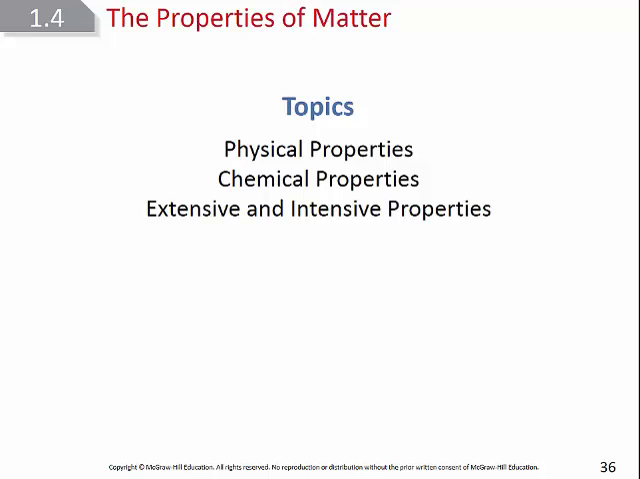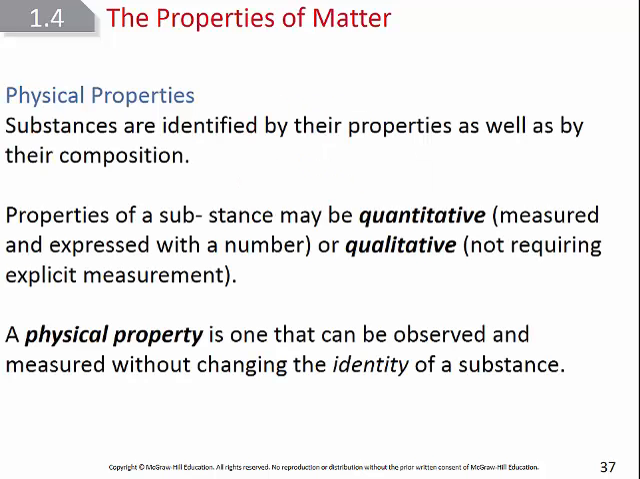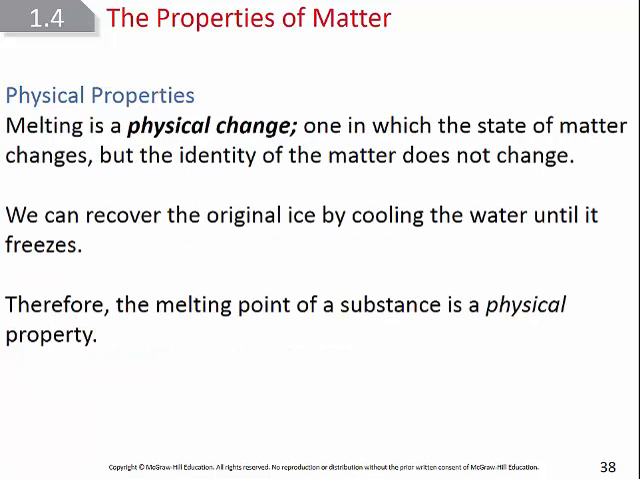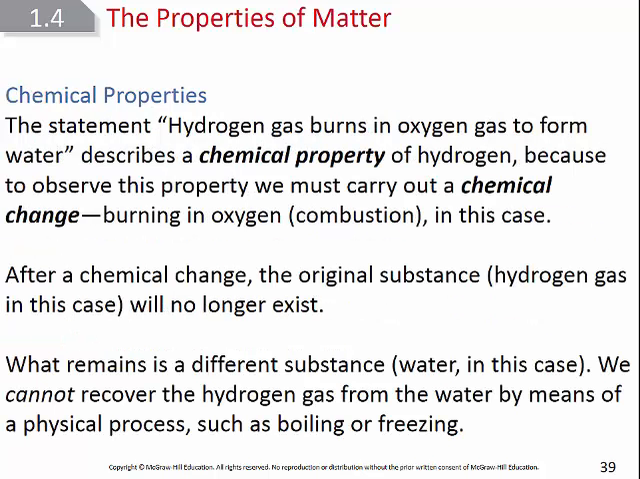Moving on to section 4. Section 4 doesn't have any math. This is physical properties, chemical properties, and intensive and extensive properties. Now, you are probably already familiar with the terms quantitative and qualitative, quantitative meaning dealing with numbers, but physical and chemical you may not be quite as familiar with. So a chemical property is one that deals with chemical changes. Chemical changes are ones that change the identity of the substance, whereas physical properties do not change the identity of the substance.